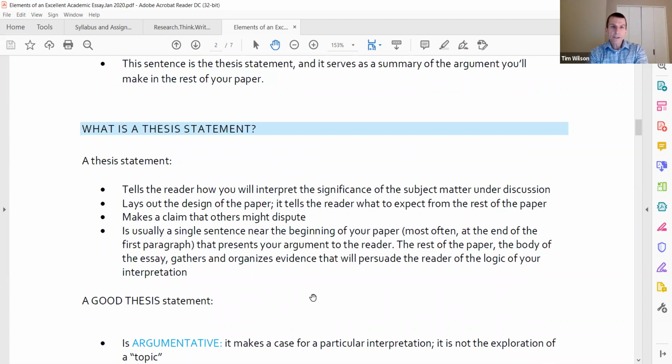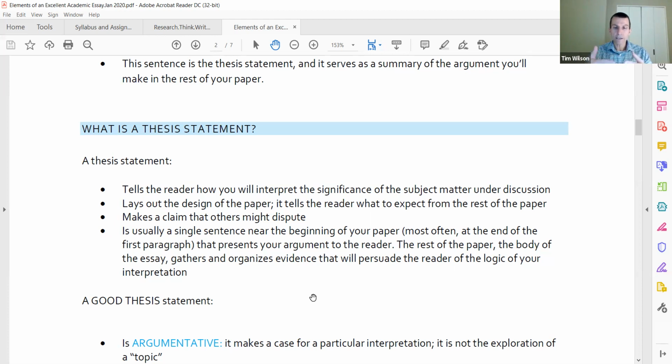So in the humanities, the format generally accepted, where you'll probably get the least grief, is to have the thesis at the top. Okay, so generally the introduction of the topic in some way, and then what you're going to prove. And what is a thesis statement? It tells the reader how you're going to interpret the significance of the subject matter.